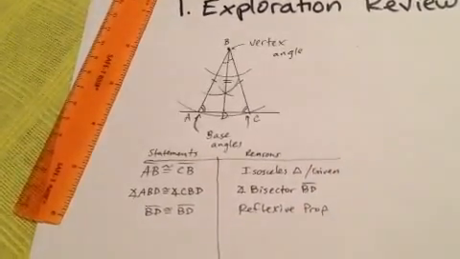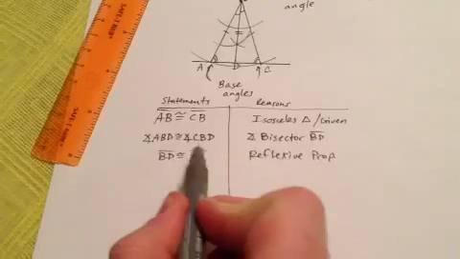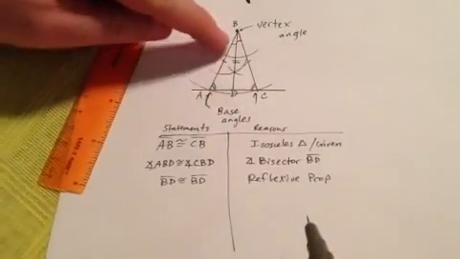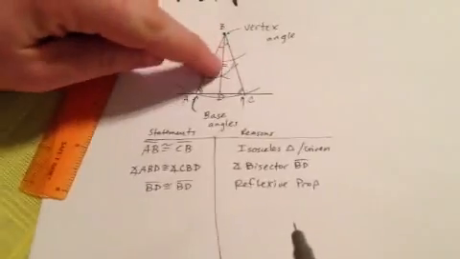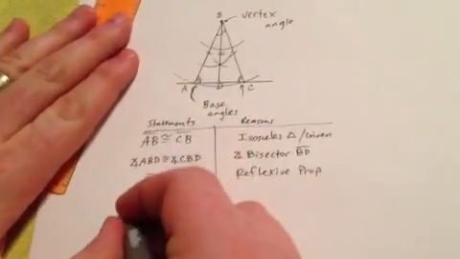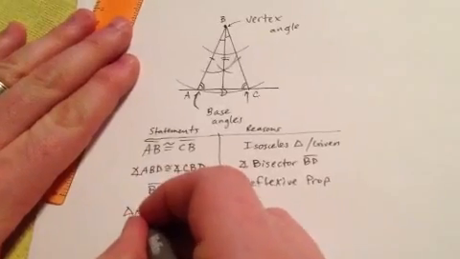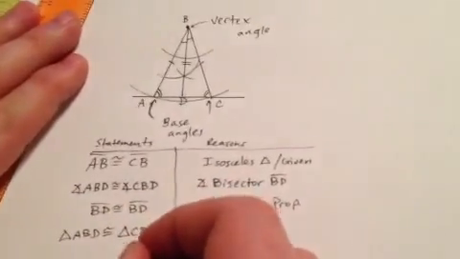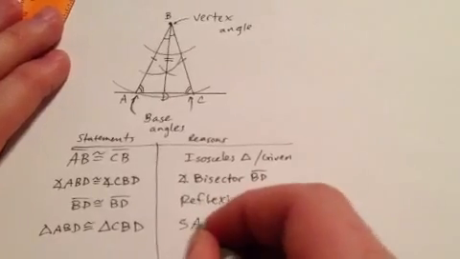So if we look at what we have, a side, we have an angle, and we have a side. And nicely in that order: side, angle, side. So then we can say these two separate triangles are congruent. So triangle ABD is congruent to triangle CBD by side, angle, side.